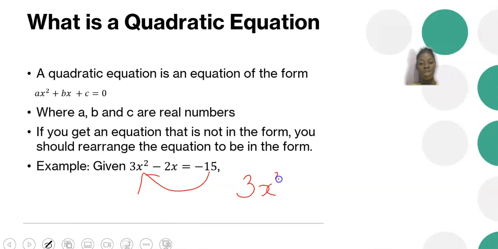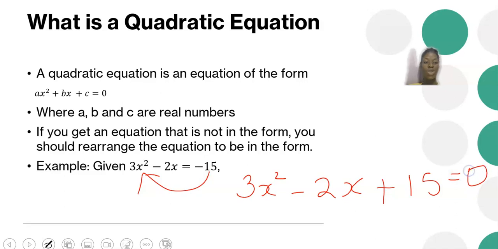So the equation would then be rewritten as 3x squared minus 2x plus 15 equals 0, because nothing is left over there after moving the 15, right? If it was plus 15, when we move it, it will become negative 15. Alright, so let us move on.